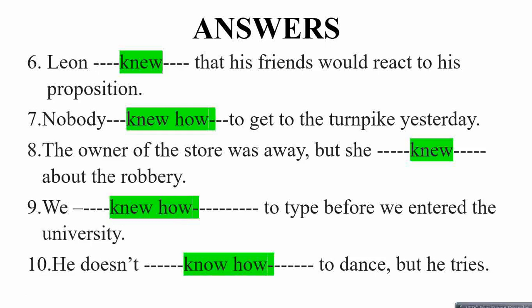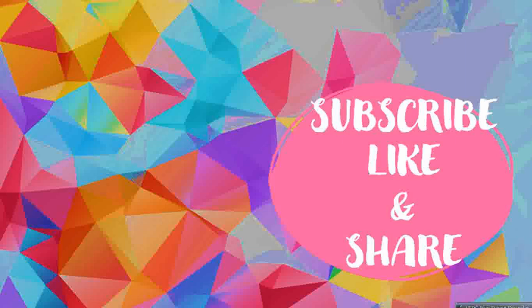Now the final question. He does not know how to dance but he tries. Right after the blank is an infinitive form, which is "to dance". So it should be preceded by the verb know how, and since it's a simple tense, we know by the word "doesn't", that's why the word know how comes here. So this is all about the concept of know and know how, and how you have to place them in grammar.